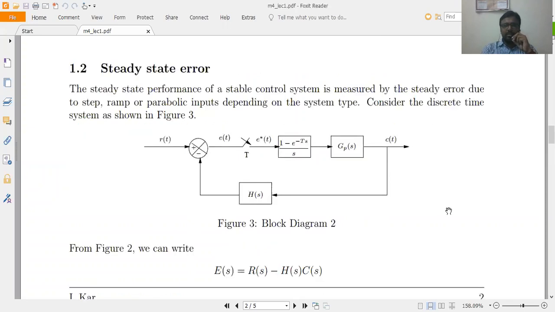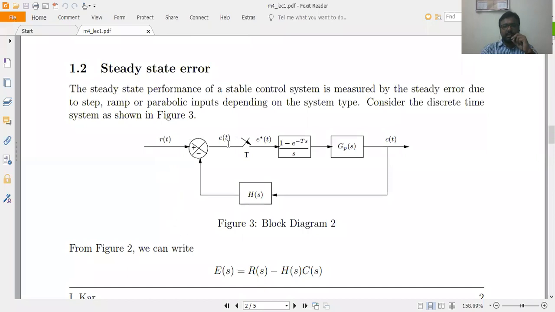Okay. So from this figure, let us analyze E of s. That means let us consider the s domain. In the s domain, the error signal is represented as E of s is equal to R of s minus H of s into C of s.